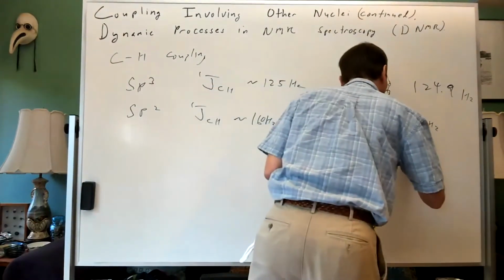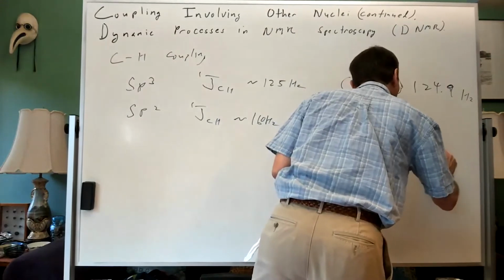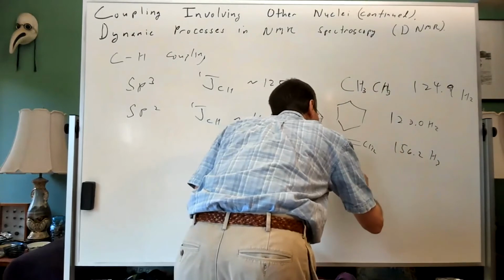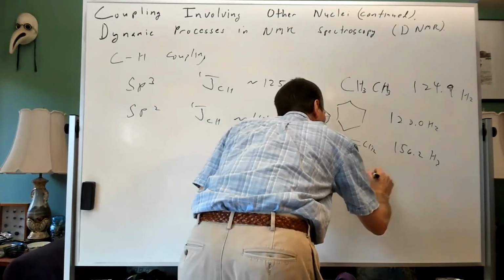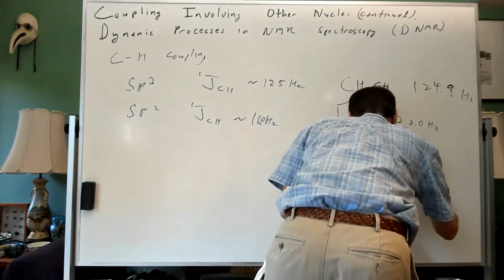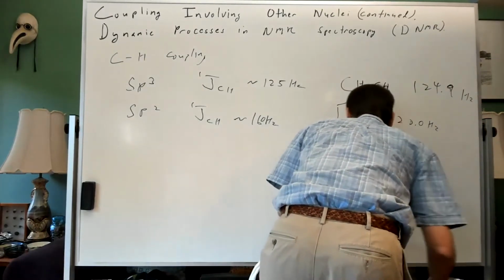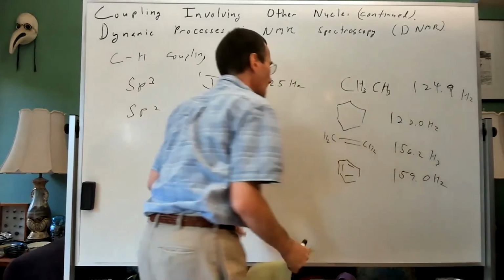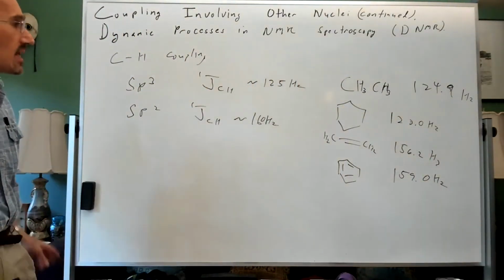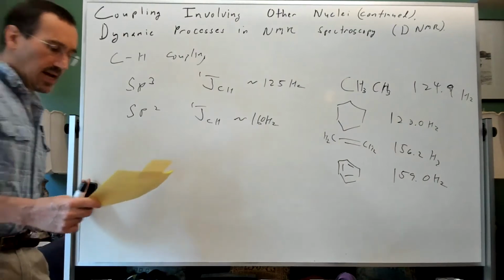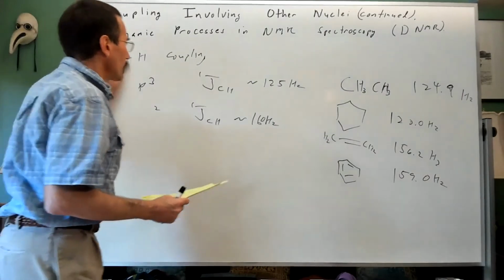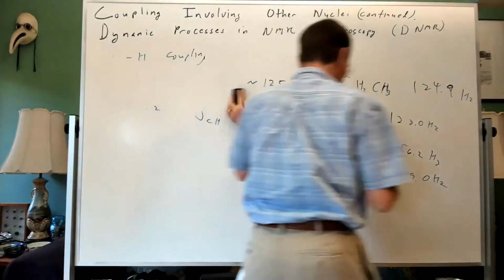Ethylene is on the order of 156.2 hertz. Benzene on the order of 159 hertz. And I want to take a look at a few other ring systems and acetylenes. And then I want to talk a little bit about some practical implications of this.